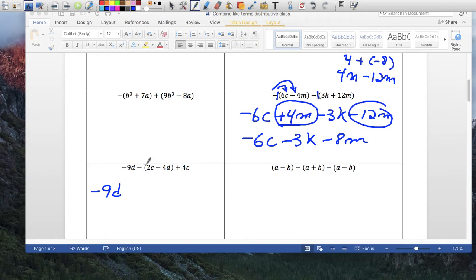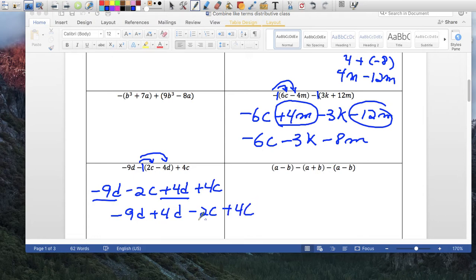9d stays. For that minus sign, put a 1 over here, so everything inside the parentheses is going to come out its opposite. So positive 2c comes out as negative 2c. Negative 4d comes out as positive 4d, and plus 4c. I combine this and this: negative 9d plus 4d, minus 2c plus 4c. Put a line, highlight it, do something. Negative 9d plus 4d is negative 5d. Negative 2c plus 4c is positive 2c.